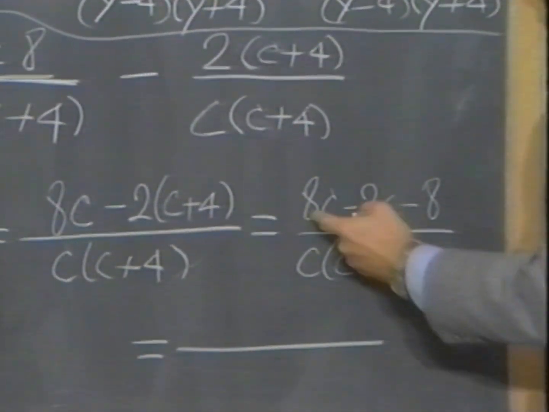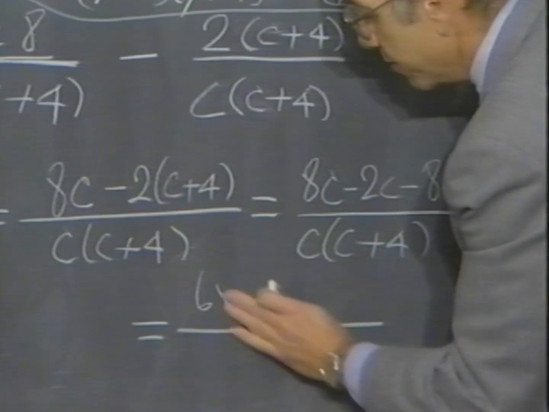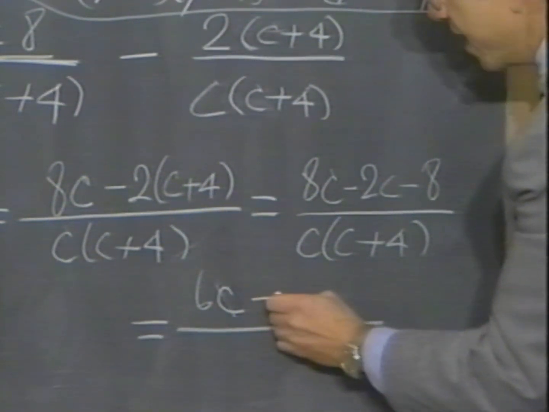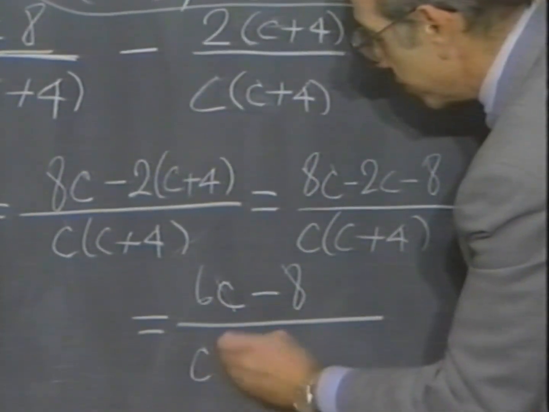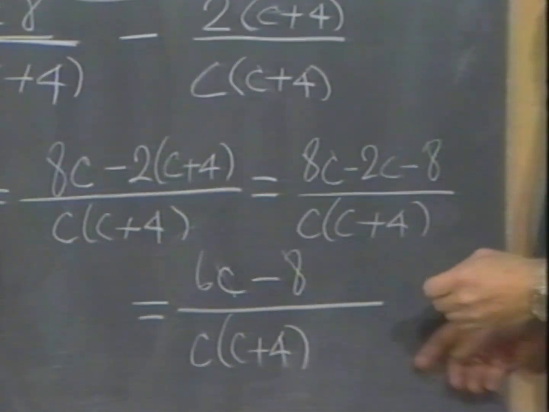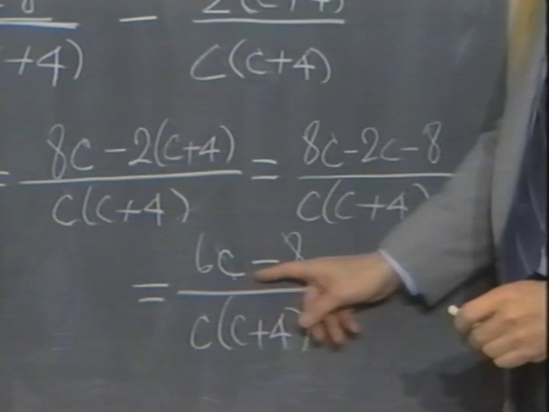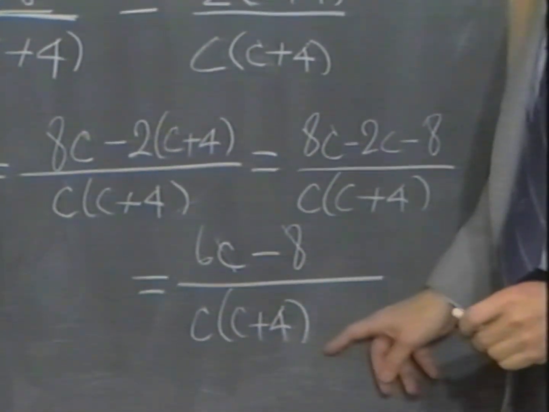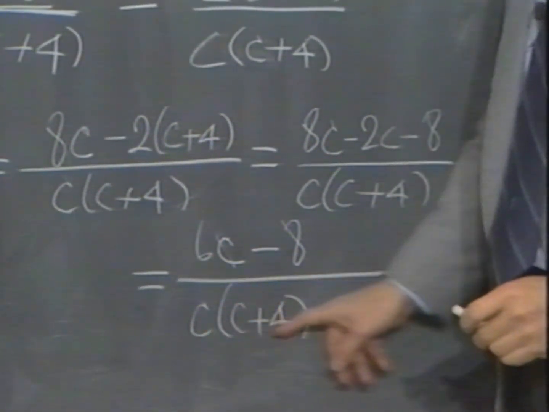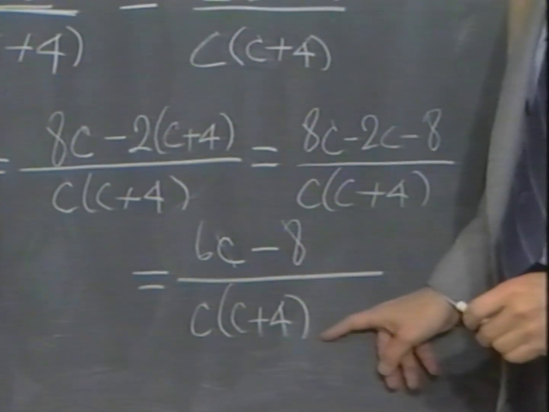And we combine like terms. 8c minus 2c is 6c minus 8, the whole thing over c times c plus 4. Now, very quickly, I'm just going to look. There is a common factor of 2 here, so I could write this as 2 times 3c minus 4, but that doesn't give me any of the factors of the denominator, so I can't reduce this fraction below what it is here.